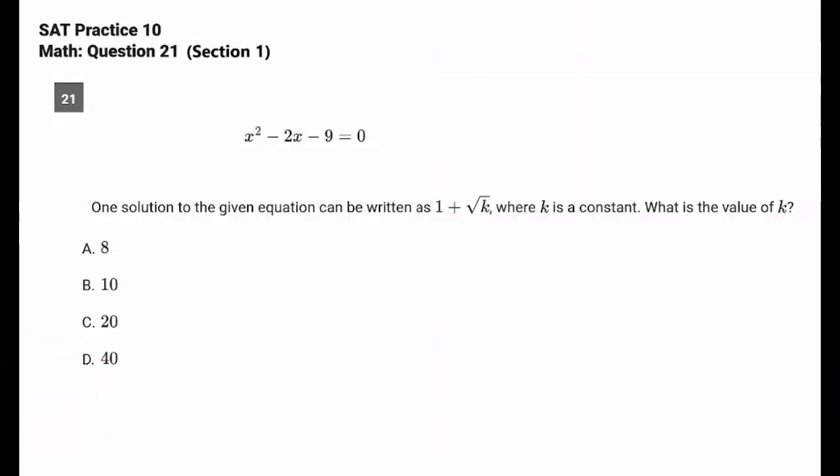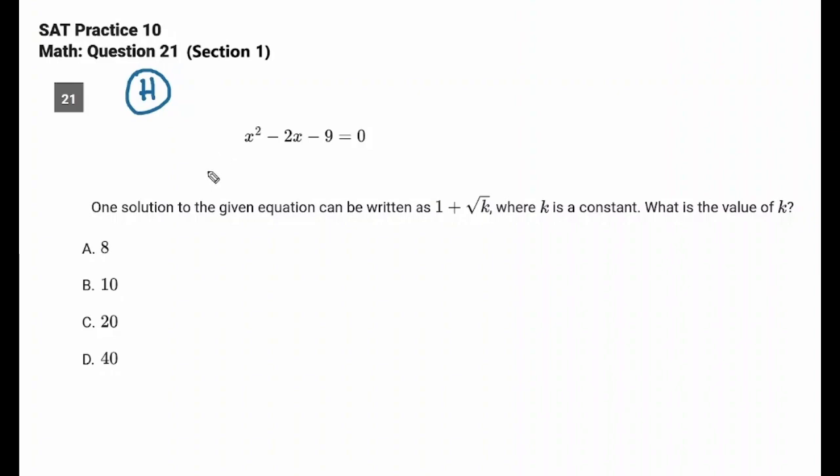We're on SAT Practice Test 10, Math Section 1, Question 21. What's the level of difficulty here? It's definitely hard. A lot of people are going to look at this thing and think, oh man, this is like crazy hard, but it's really not that bad if you just put your pencil into it and start going to work. Got this equation.